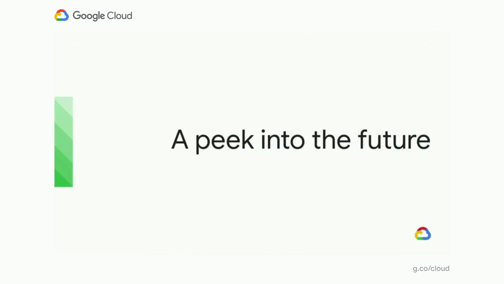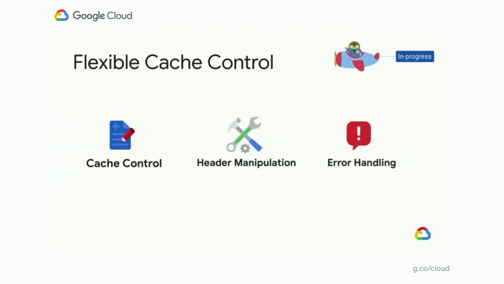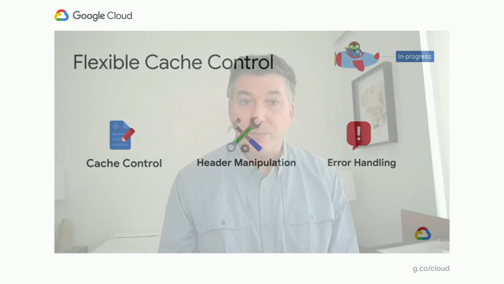Now, we'd like to turn a little bit into the second half of the year. What are we intending to bring to market within Cloud CDN? The first feature I want to highlight is flexible cache control. Within flexible cache control, there are three core capabilities that fall under this umbrella. There's cache control, there's header manipulation, and there's error handling.